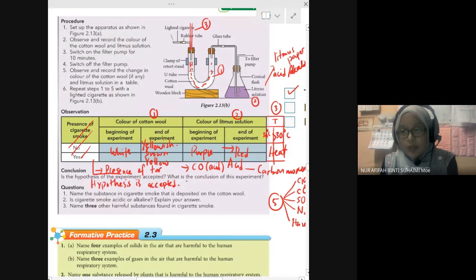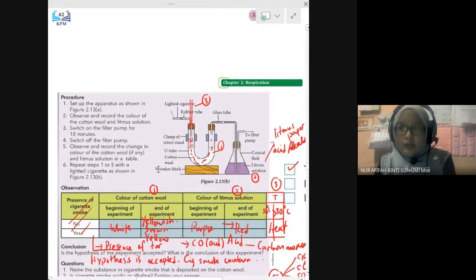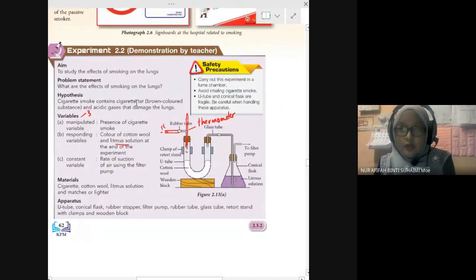Cigarette smoke contain cigarette tar and carbon monoxide. Okay. You rewrite the hypothesis. Smoke contains cigarette tar and acidic gases. Okay, boleh.